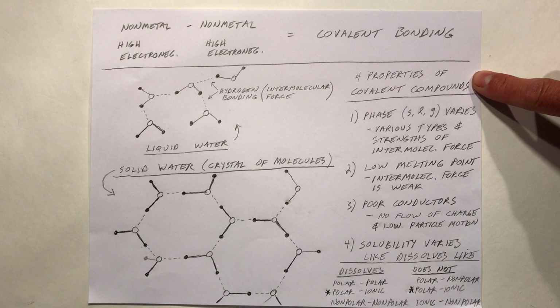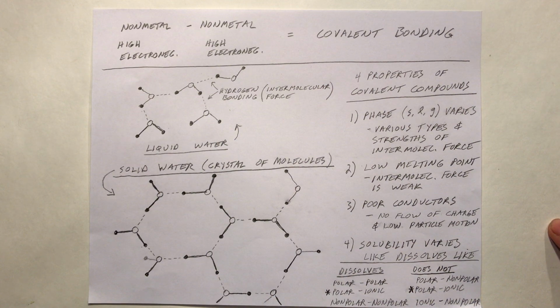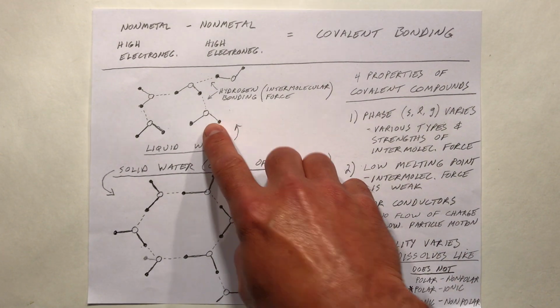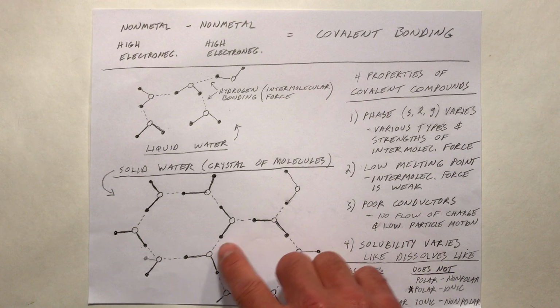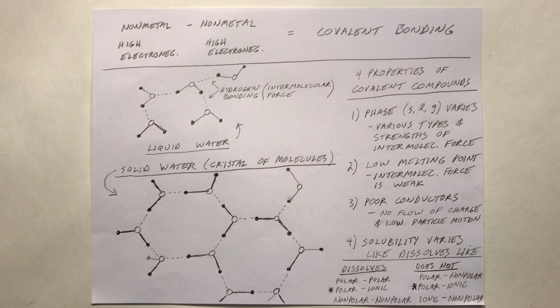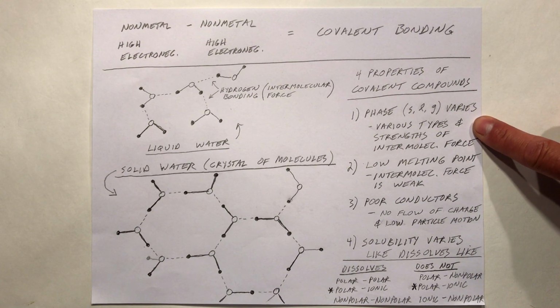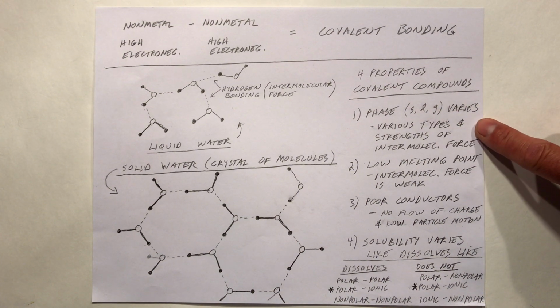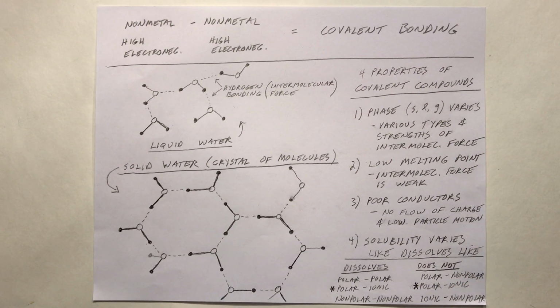These four properties of covalent compounds are related to the fact that we have molecules that are held together by weak intermolecular forces, or held to each other with weak intermolecular forces. First, the phase of covalent compounds, whether they're solid or liquid or gas phase, varies. That's because there are various types and strengths of intermolecular forces. Remember, we talked about three: dispersion forces, dipole-dipole interaction, and hydrogen bonding. And there are other types as well.